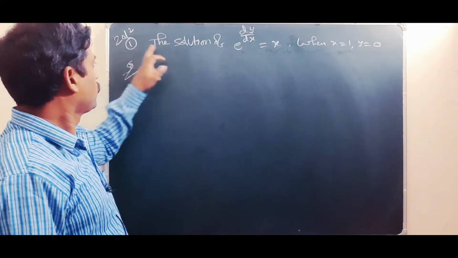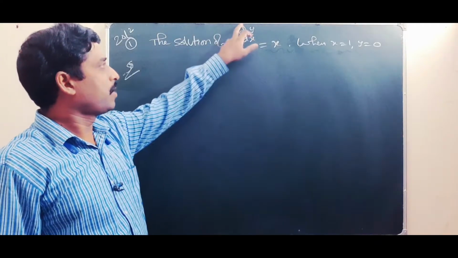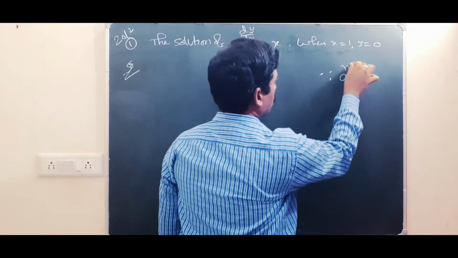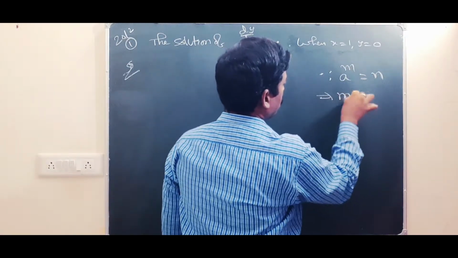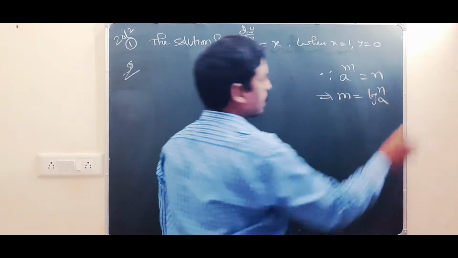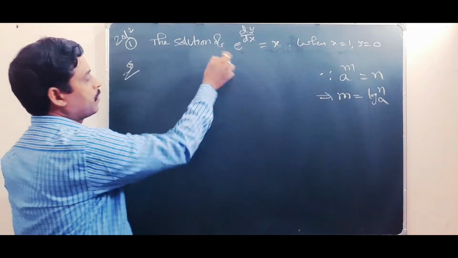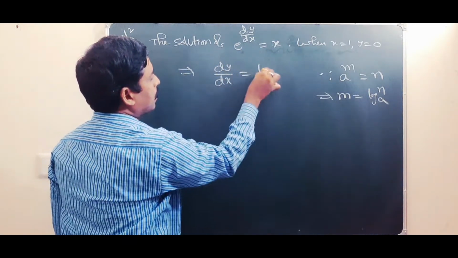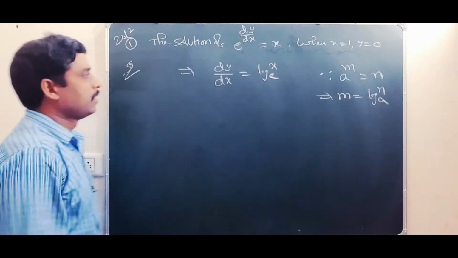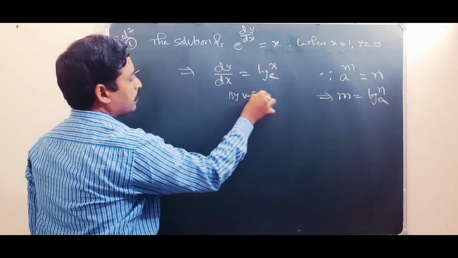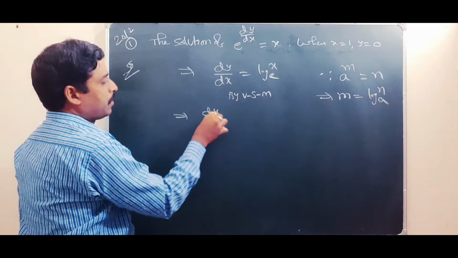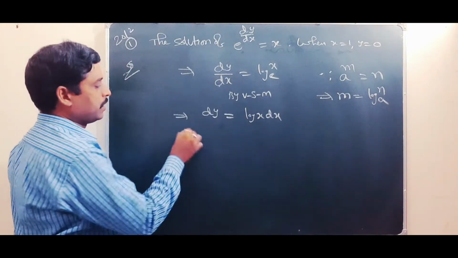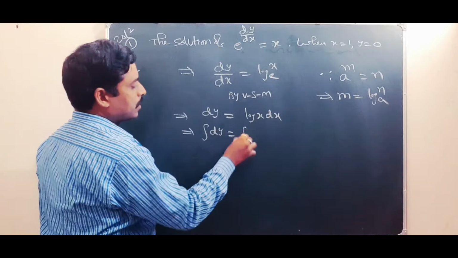This is from 2012. The solution of e to the power dy by dx is equal to x. Okay. We have one formula: a to the power m is equal to n, therefore m is equal to log n base a. So e to the power dy by dx is equal to x implies dy by dx is equal to log x. By using the variable separable method, it will be dy is equal to log x dx. Now taking integration on both sides, integral dy is equal to integral log x dx.